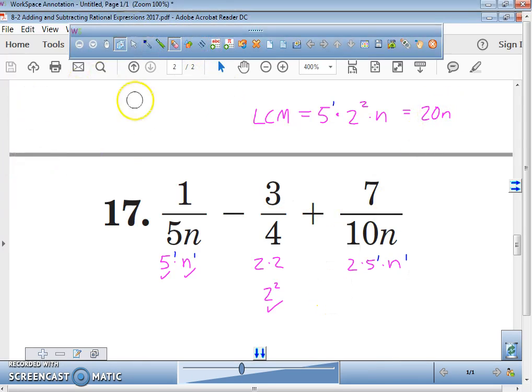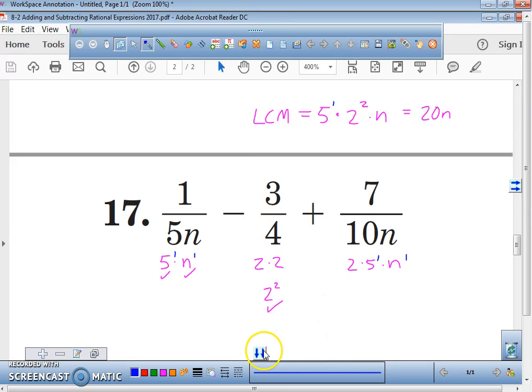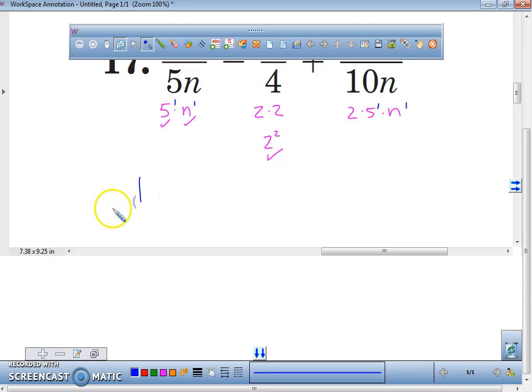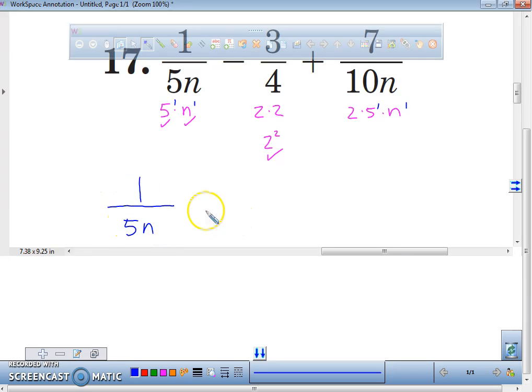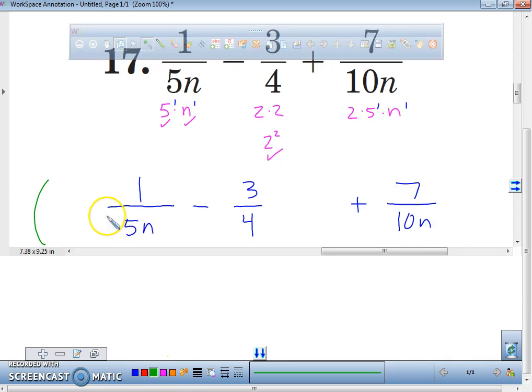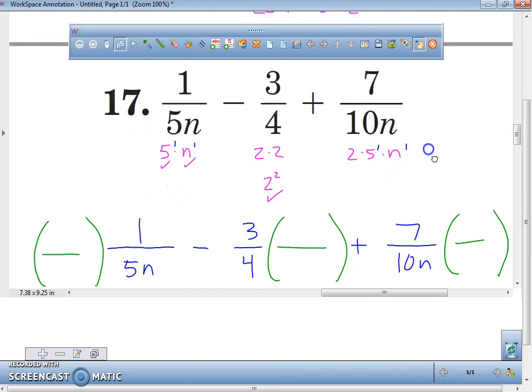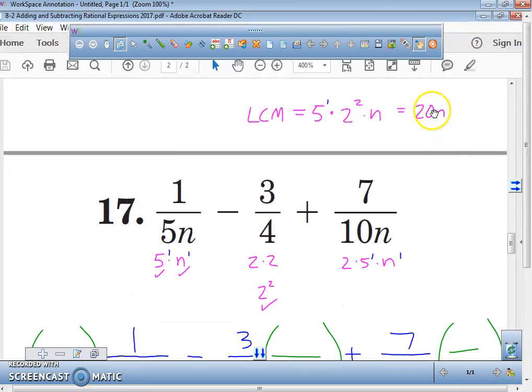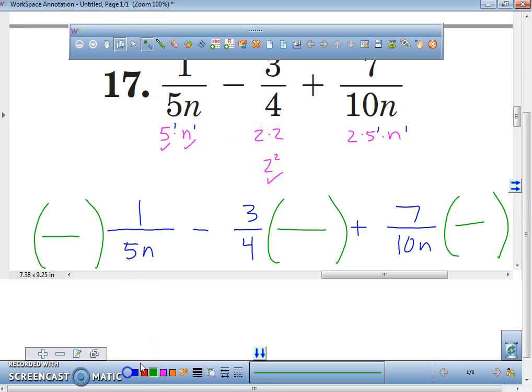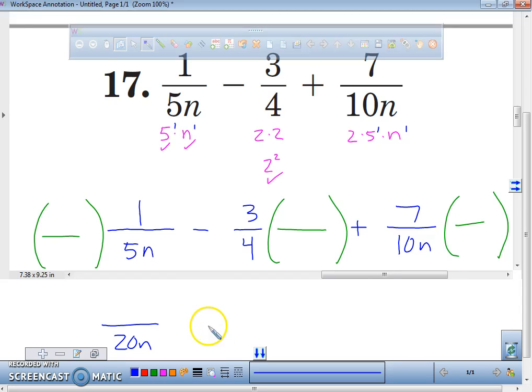All right. So now that we've gotten that taken care of, if that was confusing, you might want to go back a couple of videos and start from the beginning. Now, right now I have 1 over 5n minus 3 over 4 plus 7 over 10n. I'm going to put some parentheses right here. We want every single one of these denominators to become 20n. So I'm going to put something over 20n minus something over 20n plus something over 20n.